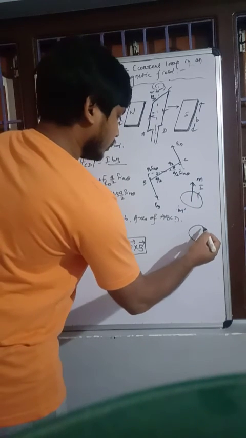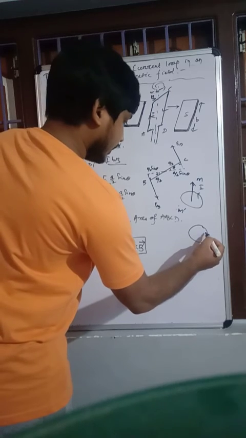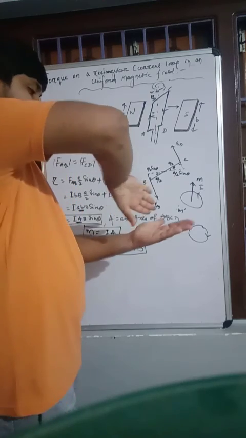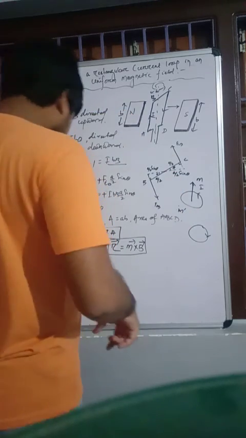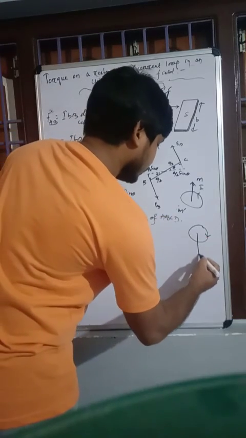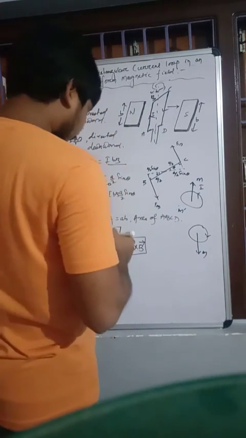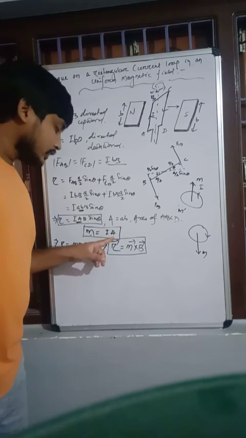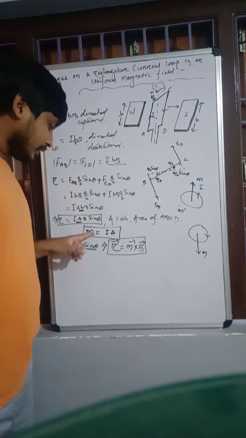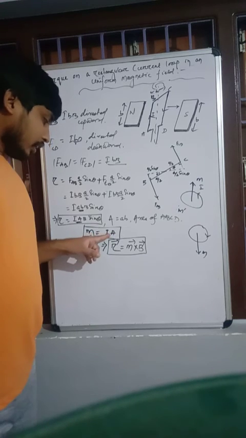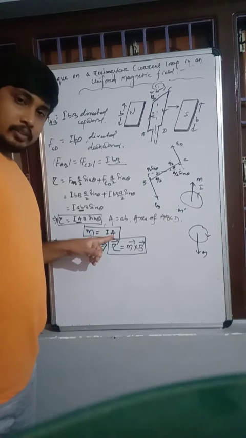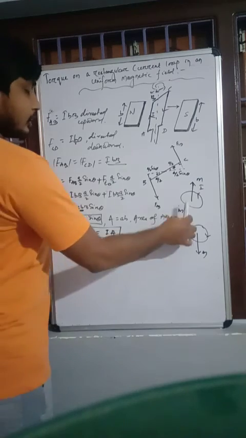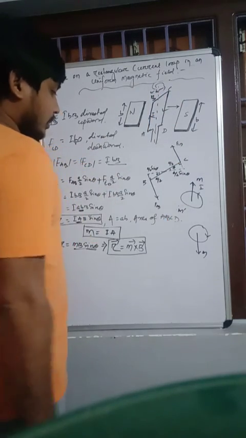Similarly, if in a loop the current is flowing in the clockwise direction, and you curl your fingers, you'll see that the direction of the magnetic moment will be downward. You just remember how to find the direction of the magnetic moment. The magnetic moment is given by I into A. Here area is there. I is a scalar and A is a vector, so the magnetic moment will be directed in the direction of the area vector, either perpendicularly up or perpendicularly downward.